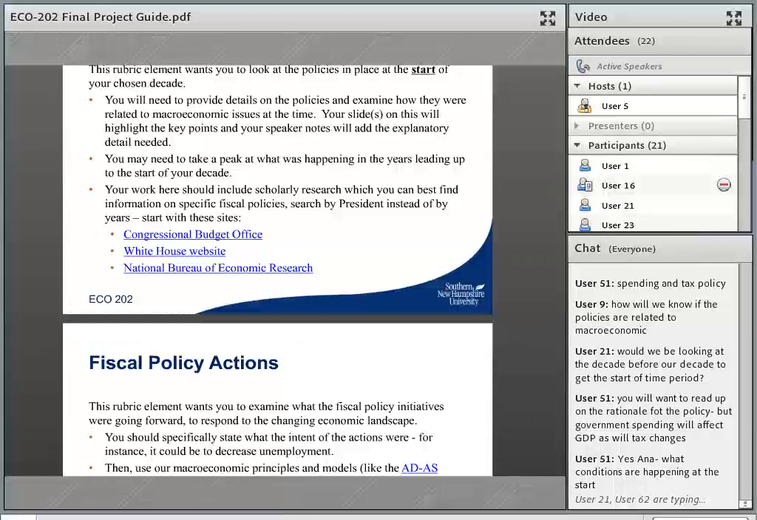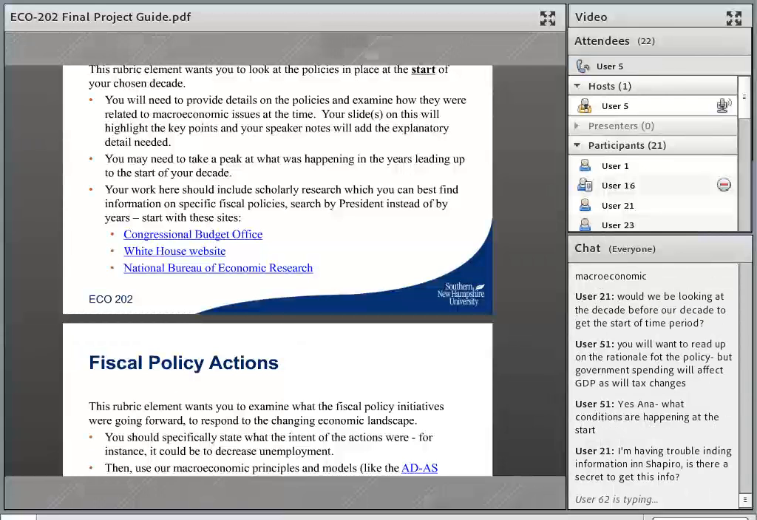The White House website is a great place to look, because they compile actions, things signed into law by the president, whoever was president at that time, and you might be able to find some information there when a spending or taxation policy was put into place.